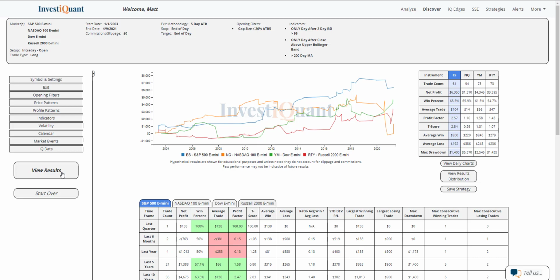So historically speaking, this type of move where you get strong overbought readings to the upside has typically favored more upside the following day. So hopefully you found that helpful.